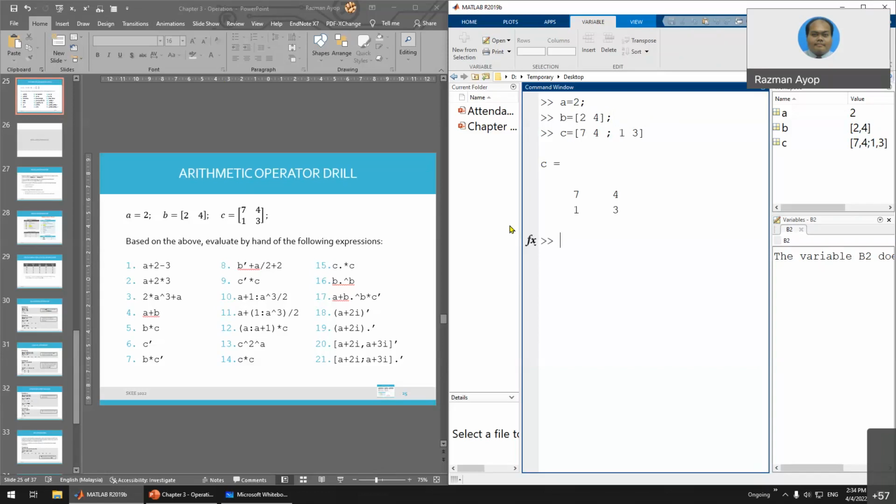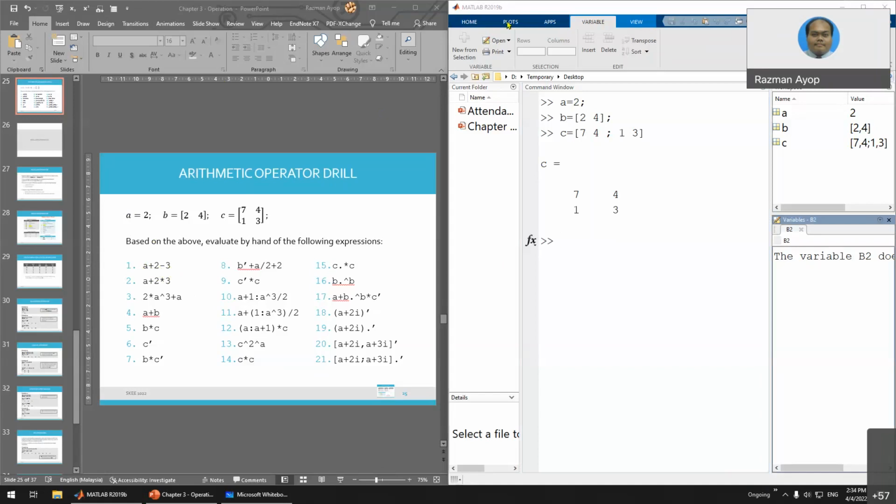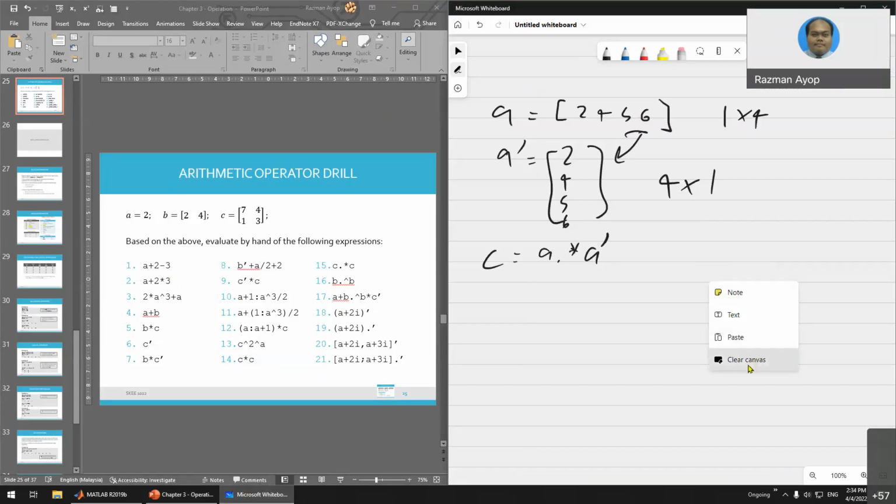I think the first one is simple. 2 plus 2 minus 3 is just 4 minus 3, which is 1. Always do it from left to right. Always start from the left and end at the right. How about the second one? The second one is 2 plus A plus 2 multiplied by 3. So remember the order of operations. Let me clear this first.